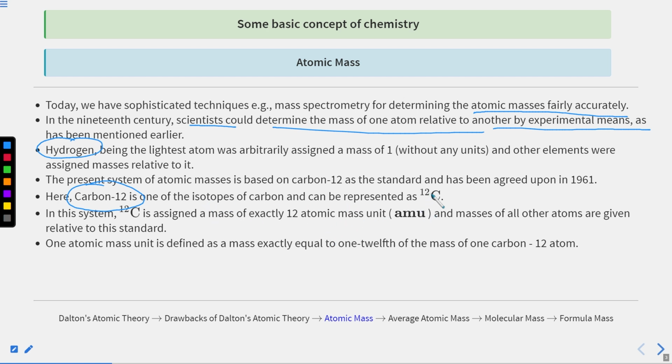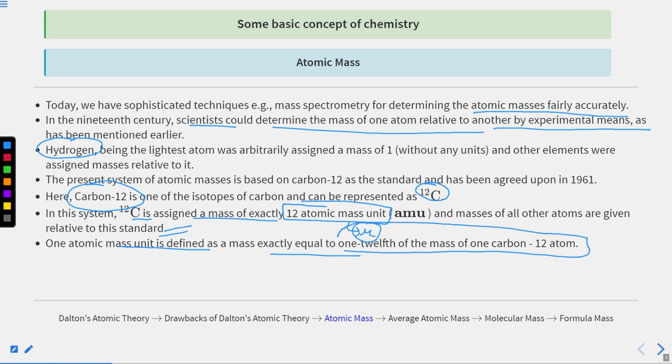The isotope of carbon that is used is carbon-12. In this system, carbon-12 is assigned a mass of exactly 12 atomic mass units. Later, amu was replaced with u, the unified mass, which is the currently used unit. The masses of all other atoms are given relative to that standard. One atomic mass unit is defined exactly as 1/12 of the mass of a carbon-12 atom. So if you calculate the mass of one carbon-12 atom and divide it by 12, that is equal to one atomic mass unit.